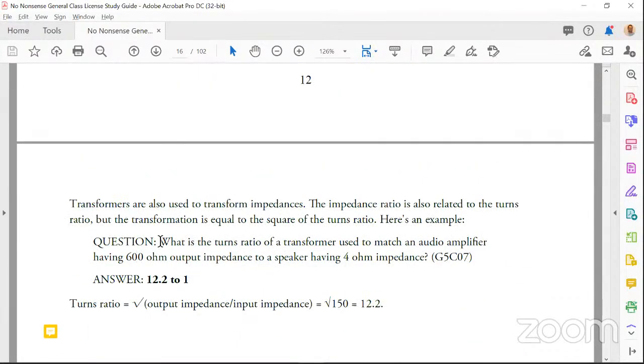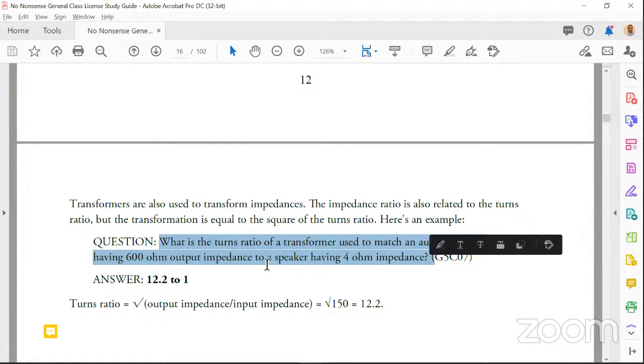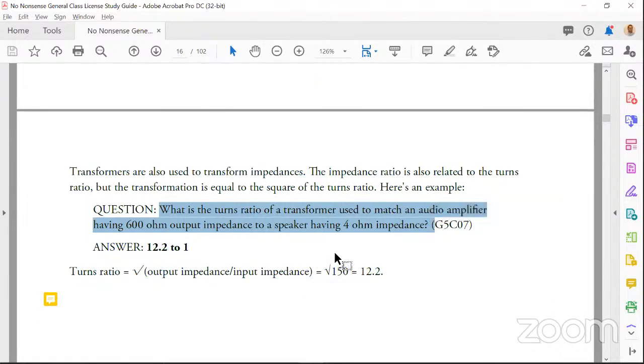Next question in the question pool to round off. What is the turns ratio of a transformer used to match an audio amplifier using 600 ohm output impedance to a speaker having 4 ohm impedance? We worked this as an example in the last session. We did a diagram and showed that transformers could also be used to transform audio impedances.